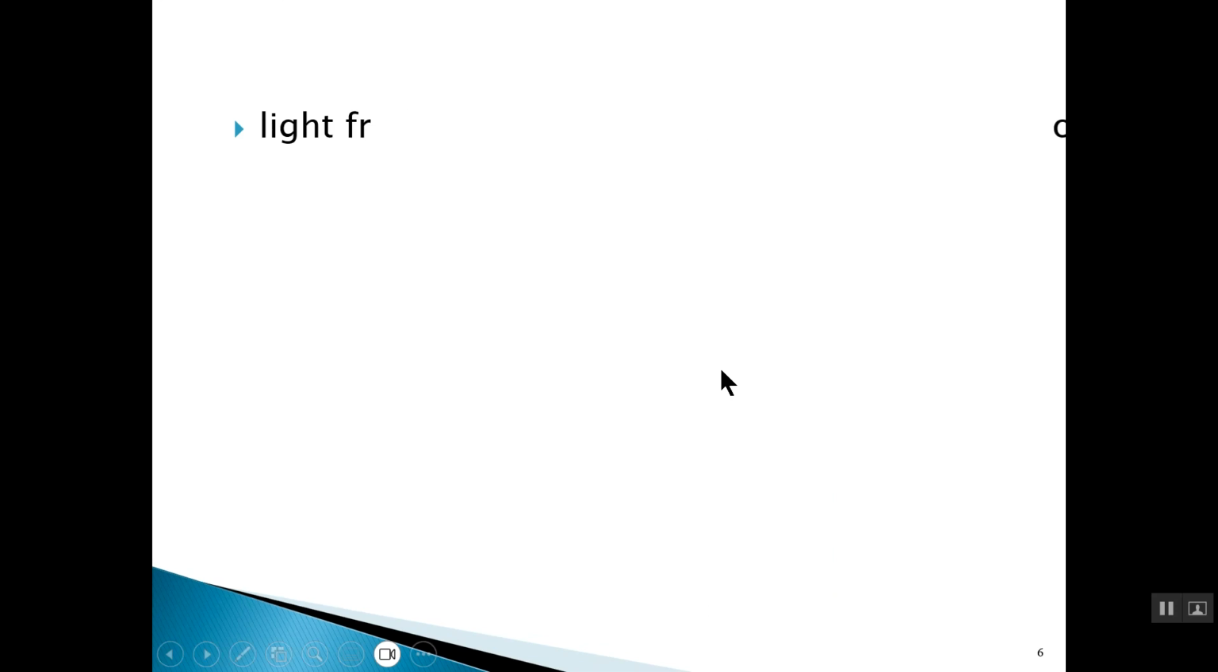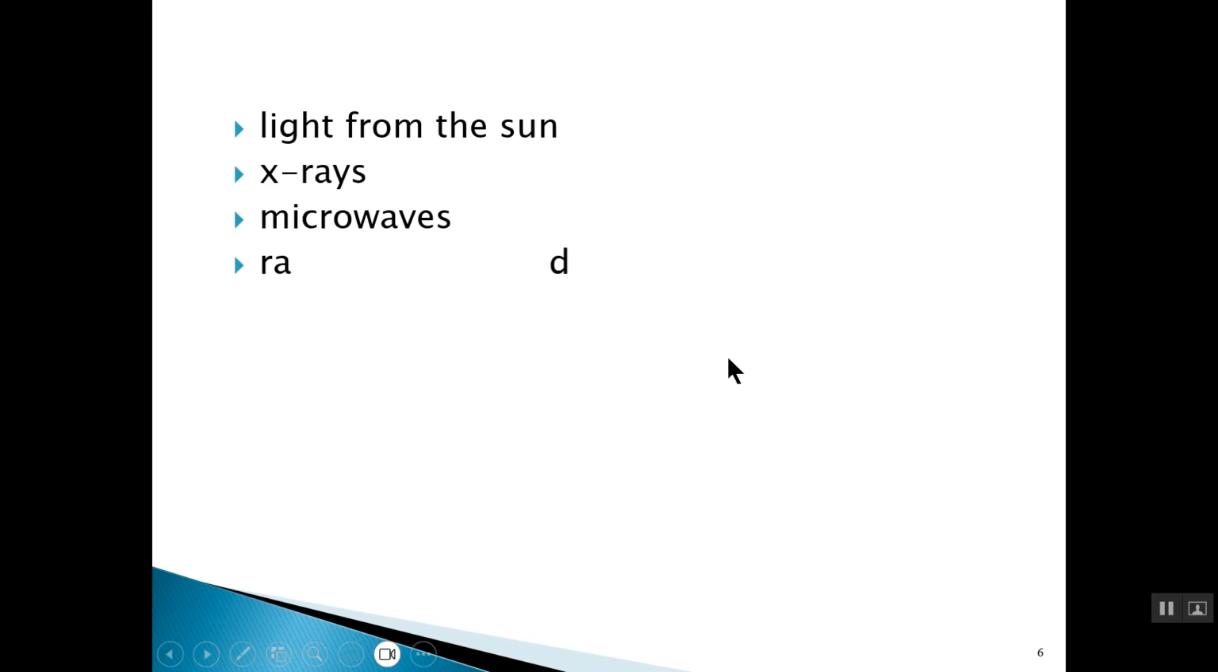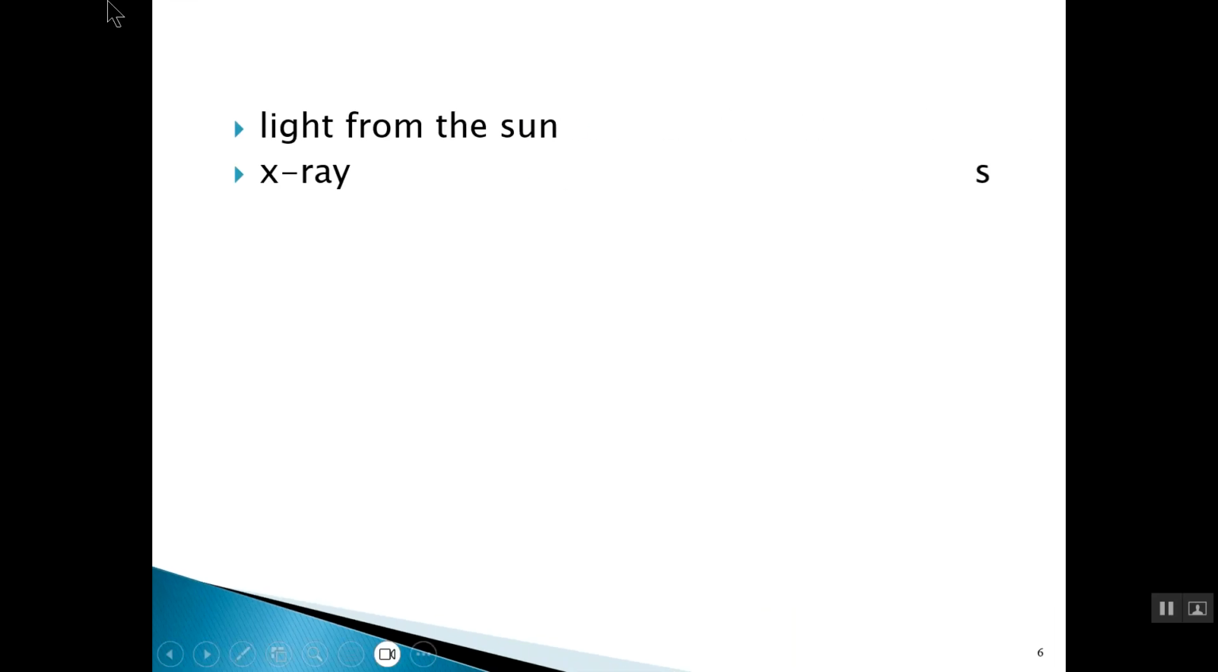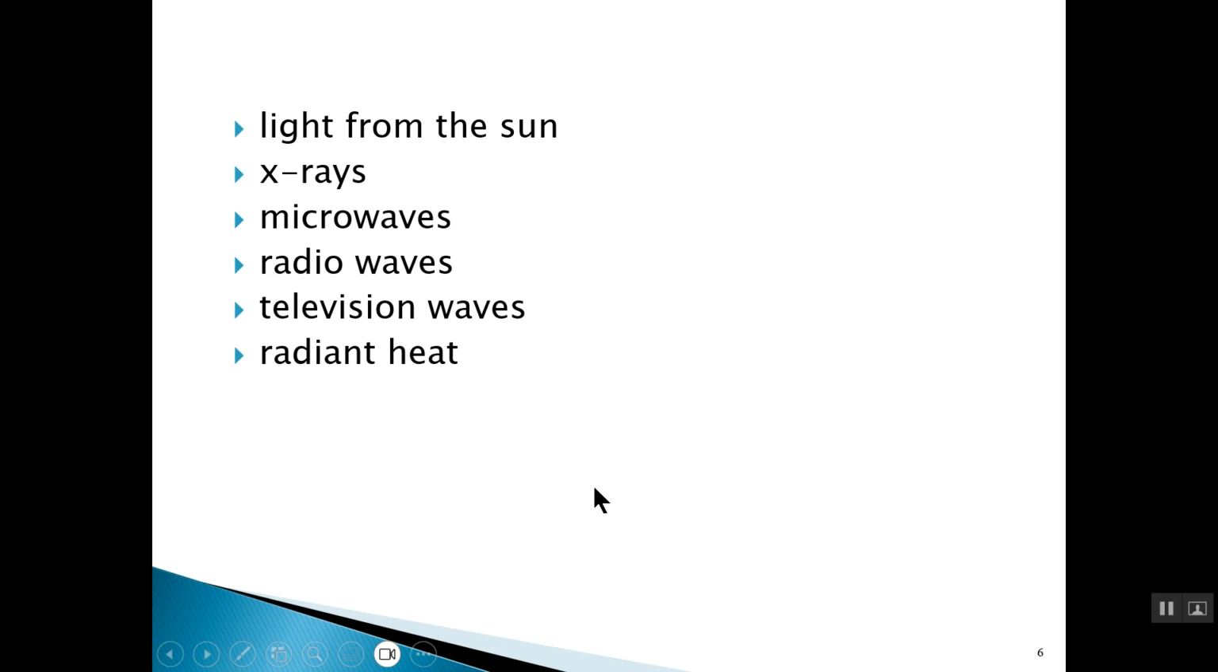So what we're going to look at here are different forms of energy, and we're going to talk about these in more detail in terms of their frequency and wavelengths. All those terms I'm going to define shortly, right? But here are just some examples of different forms of electromagnetic radiation. You have the light from the sun, you have X-rays, you have microwaves, you have radio waves, television waves, which is basically the same thing as radio waves, and radiant heat. All right, so these are all forms of energy.